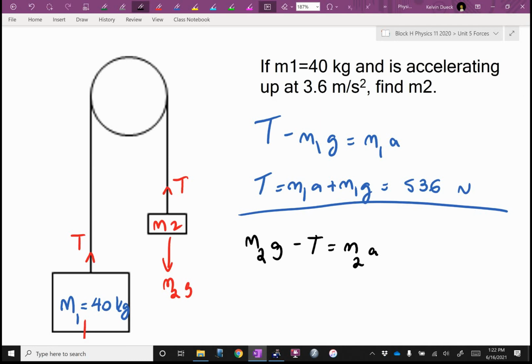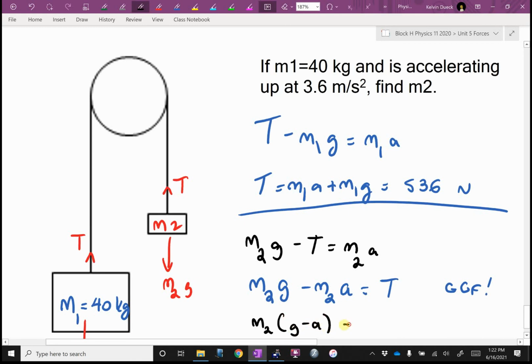I'm going to do the swappy dance. That's going to give me M2G minus M2A equals tension. And Ronan, this was something I showed them last day as a very, very clever trick that's worth having in your back pocket. How many M2s do I have? How many do I prefer? What was the grade 9 math trick that I could pull out of my back pocket? Do you remember? It turns out I can factor out a greatest common factor, a GCF, because there's an M2 in everything. And if I do that, I'll get M2 bracket G minus A.